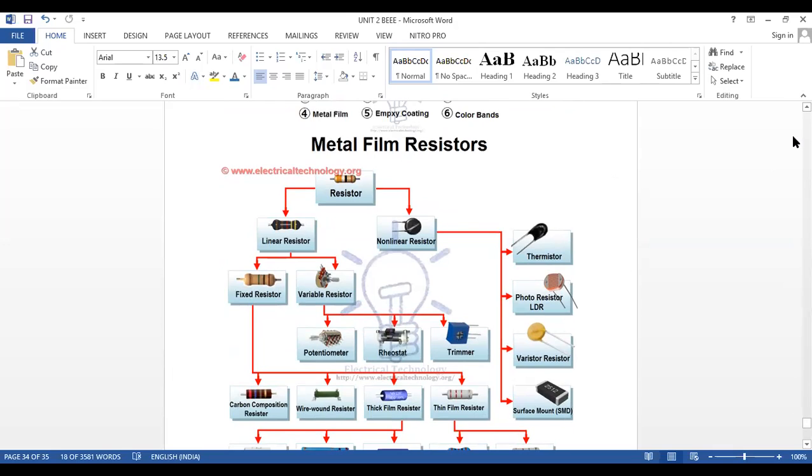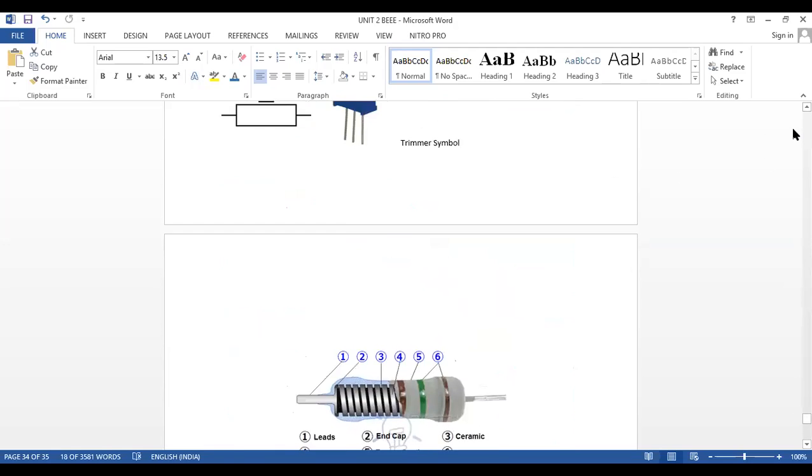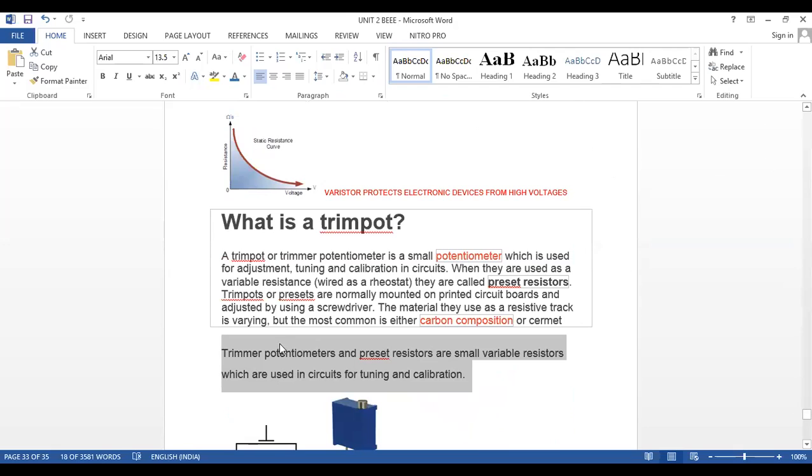Any question? Please ask me now. Anyone? No, sir. Okay, no question. So the trimmer, whatever is there, you can study. That derivation we'll see tomorrow in the next class.